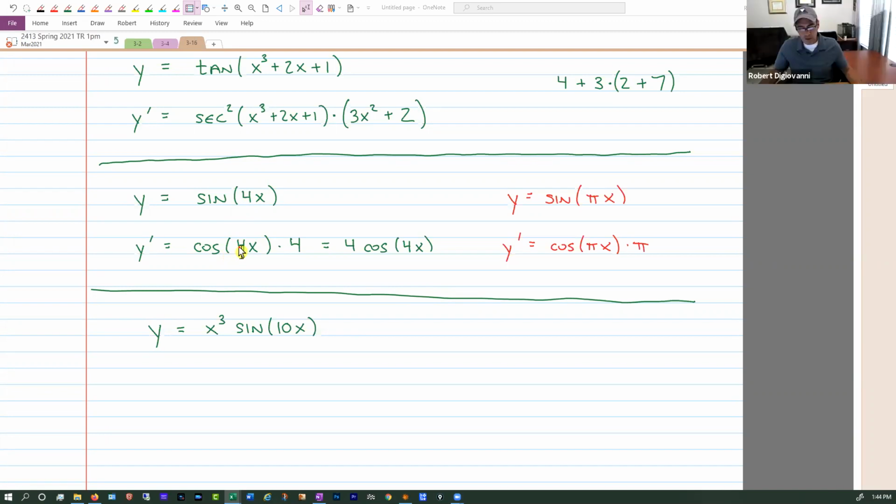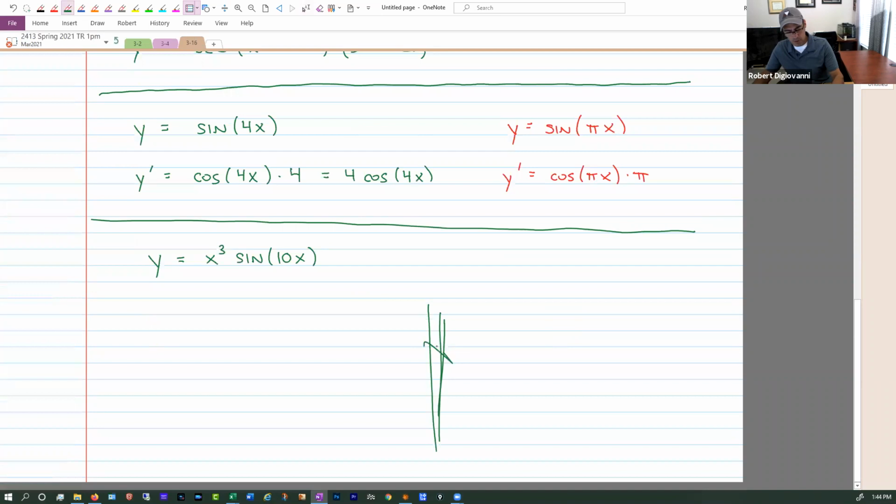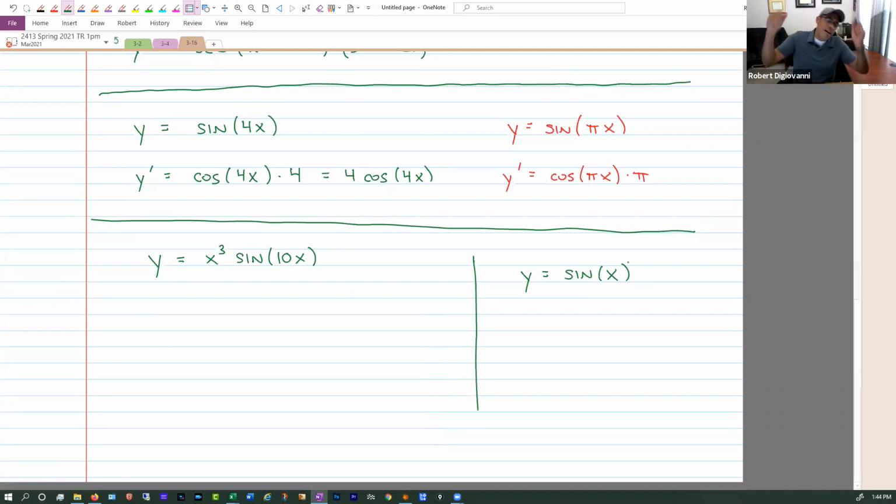You know what, before we do this, I want you to think about this. When we are looking at, let's say, sine of x, right? I ask everyone right now, what's the derivative of sine of x? And everyone's like, cosine of x, right? Everyone's happy, right? That's the derivative of sine of x.